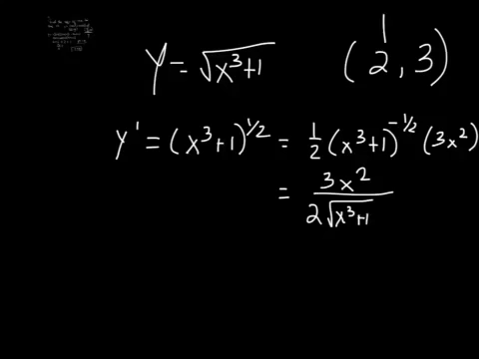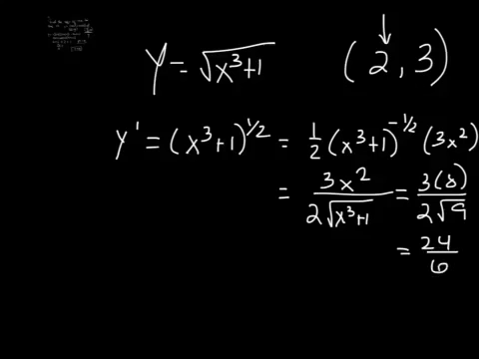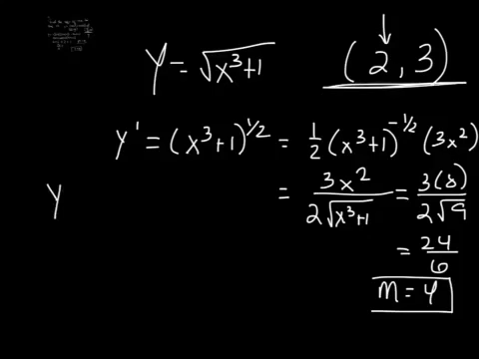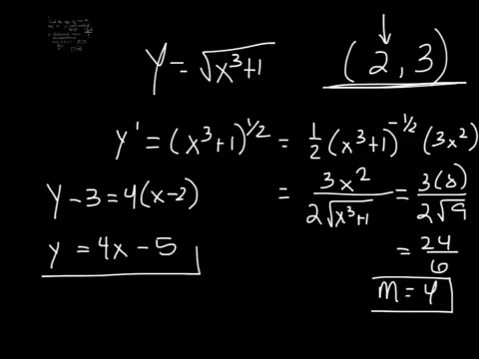Since I'm taking it at the point where x equals 2, that would be 3 times 8 divided by 2 root 9. 3 times 8 is 24, 2 root 9 is 6. So 24 divided by 6 is? 4. My slope is 4. That's my tangent slope. Now that I've got my tangent slope, I use my point and my slope. Y minus 3 equals 4 times x minus 2. And that would give you the answer of y equals 4x minus 5.